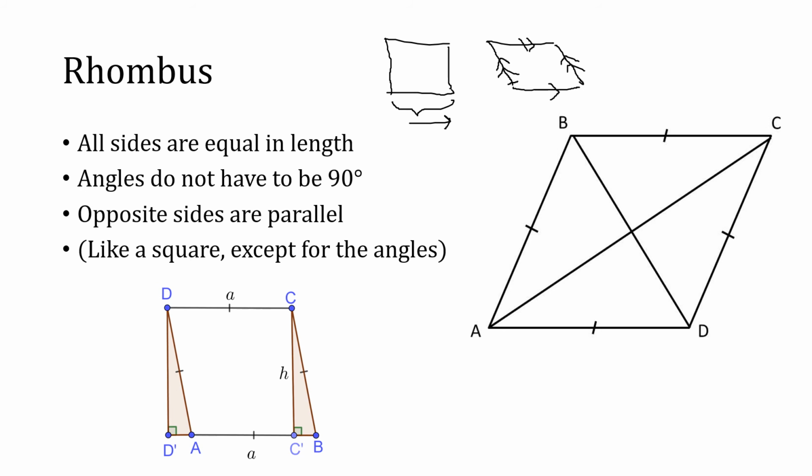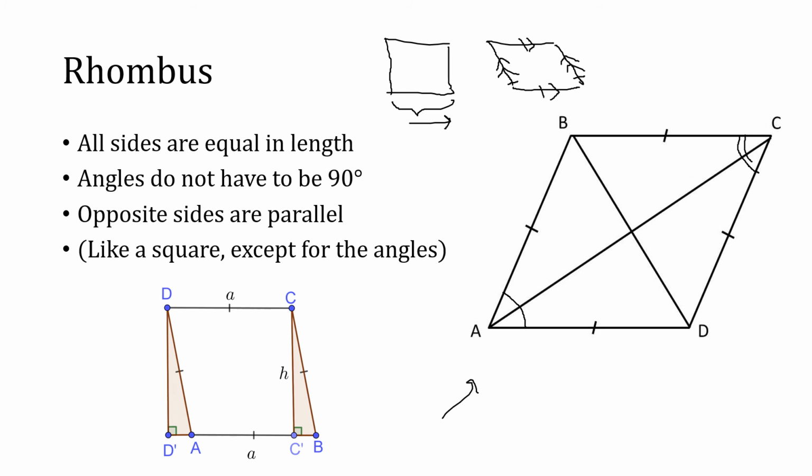All of them are the same length, but the angles aren't all 90 degrees. So those are the requirements for the rhombus. All the sides are equal in length. The angles do not have to be 90 degrees, so you could indicate which angles are the same as each other. For example, on this diagram here, this angle and this angle are the same.